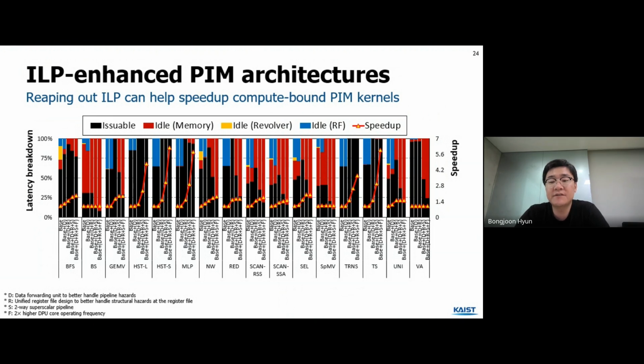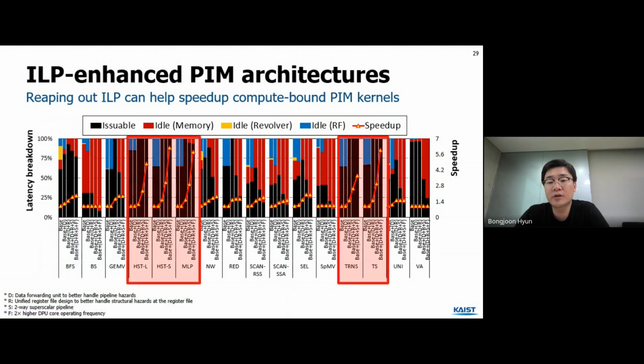In this figure, the leftmost base design point is the vanilla UPMEM-PIM architecture, and we incrementally add more advanced microarchitecture techniques as we move from left to right. Specifically, we incrementally add advanced data forwarding solutions to better handle pipeline hazards, higher register file bandwidth to reduce structure hazards at the register file, a two-way superscalar pipeline, and finally, a 2 times higher DPU core operating frequency.